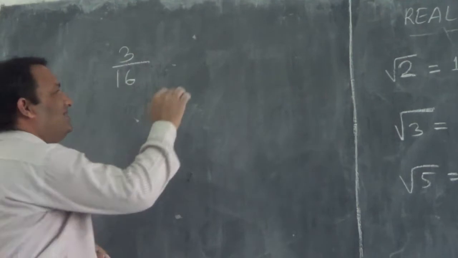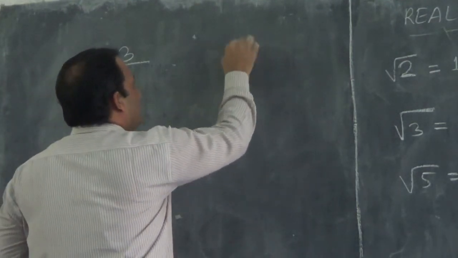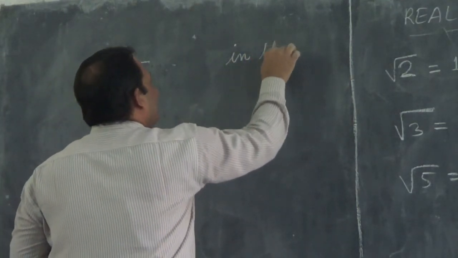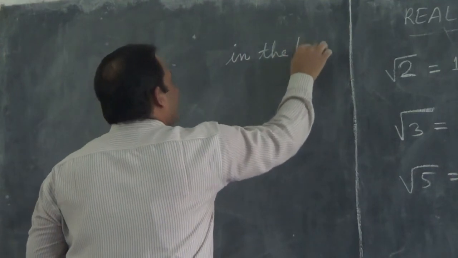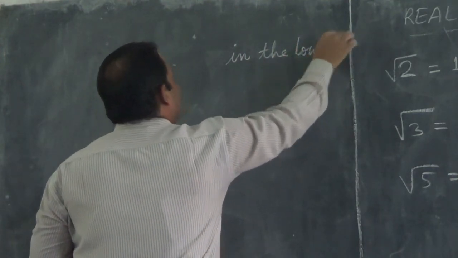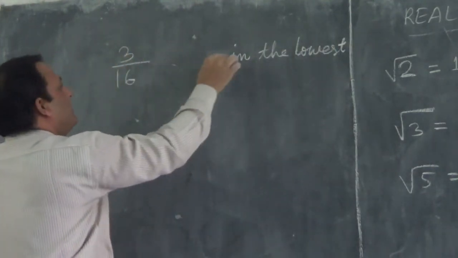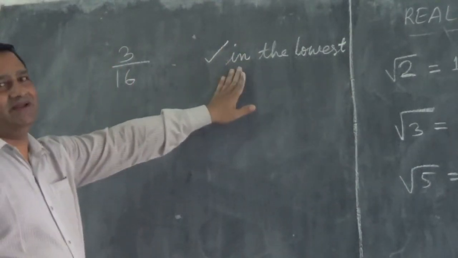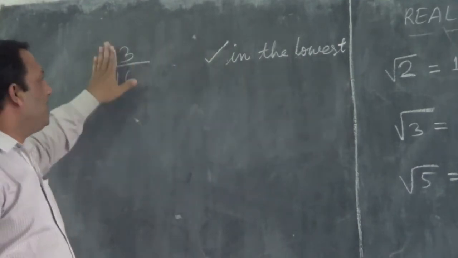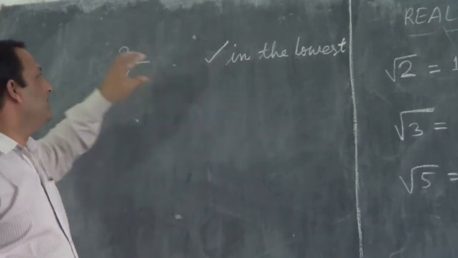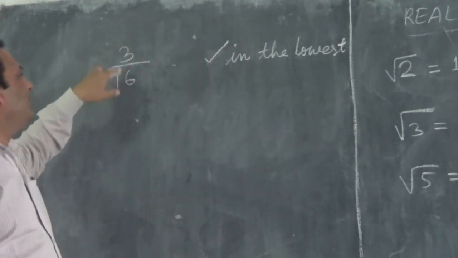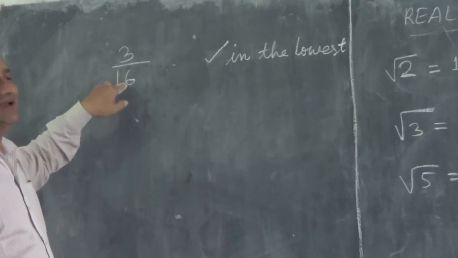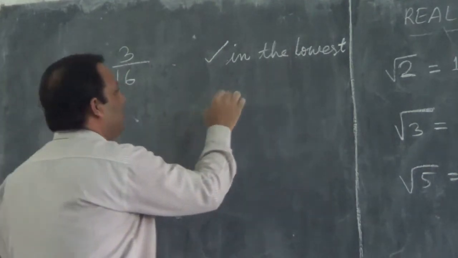first condition, is it in the lowest term or not? It is in the lowest term. Yes, sir. This is in the lowest term. In the lowest term, first condition is satisfied. The given fraction is in the lowest term, already reduced. You cannot reduce it further. Then what is the second condition?